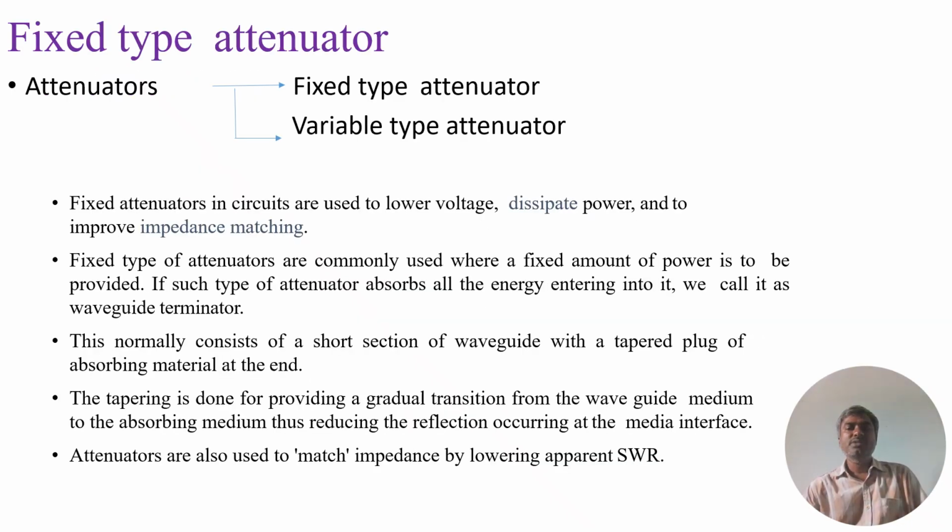Basically, there are two types of attenuator. One is the fixed type attenuator, another is the variable type attenuator. A fixed type attenuator provides a constant amount of attenuation, whereas a variable type attenuator provides different levels of attenuation depending on the requirement. Basically, an attenuator consists of a short section of waveguide with a tapered section of absorbing material.